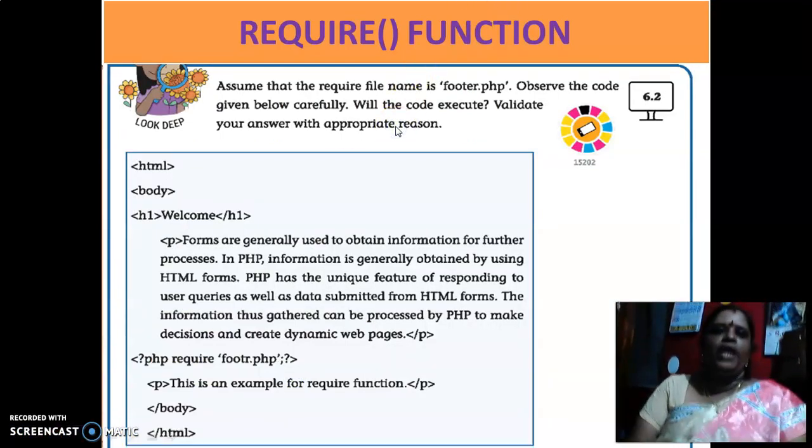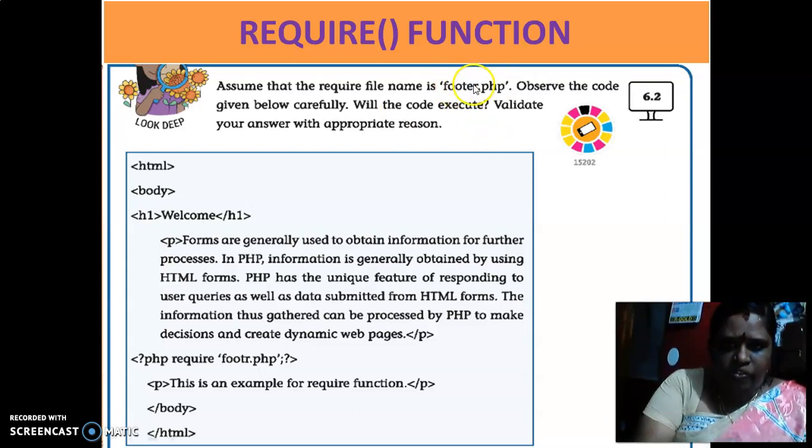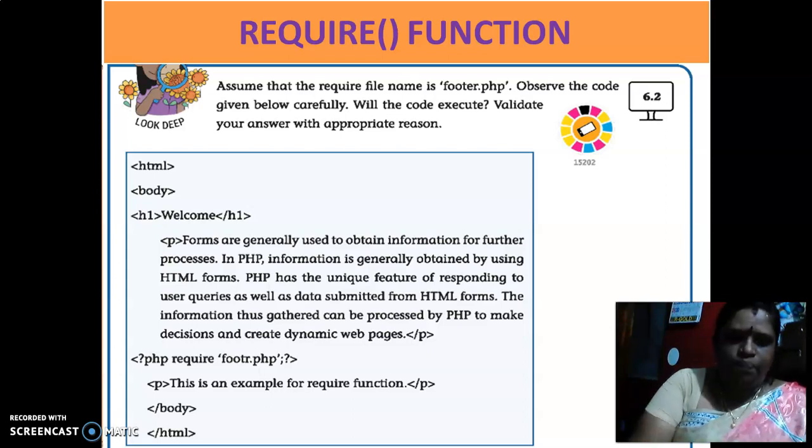So assume that the required file name is footer.php. Observe the code given below. So we have footer.php. Instead of footer.php, they have typed footer, the extension is missing. So will the code execute? No, it will not execute. It will produce an error, because require is given and this spelling mistake of the PHP file is there, so an error for this program will be coming. You want to write it. Okay, children? Any doubt till now?